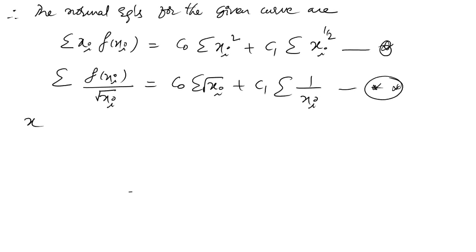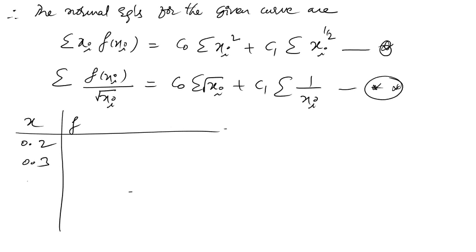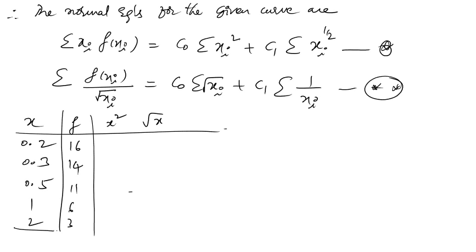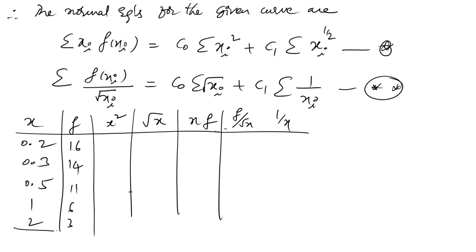Now, form the table for the required values. For the x values given 0.2, 0.3, 0.5, 1, 2 and f values 16, 14, 11, 6, 3, what are the required values? x square is required, root x is required, x into f is required, next f by root x is required, next 1 by x is required. All these values are required. You compute all these values using a calculator.